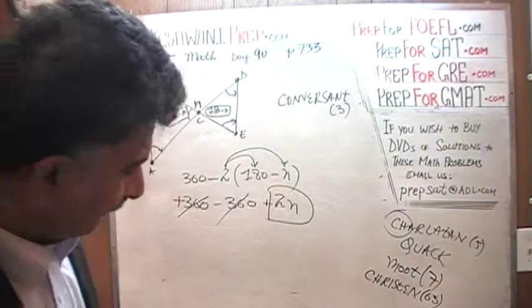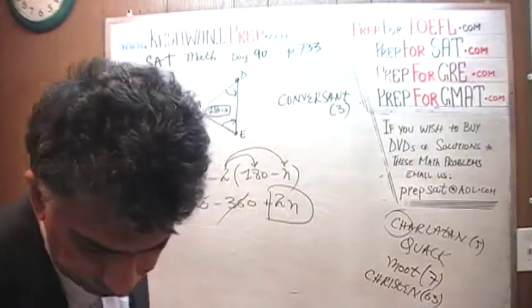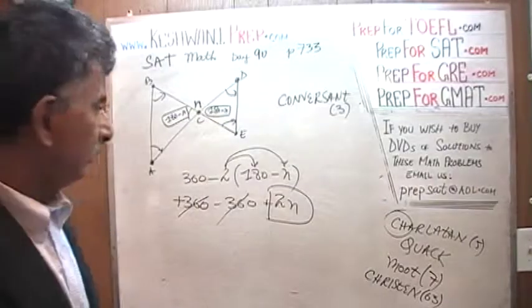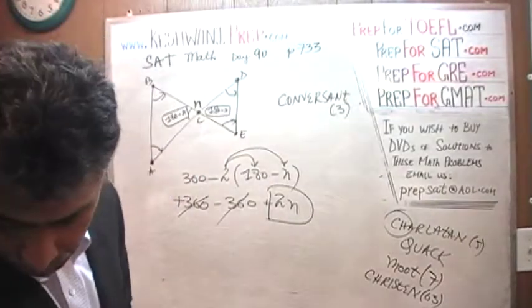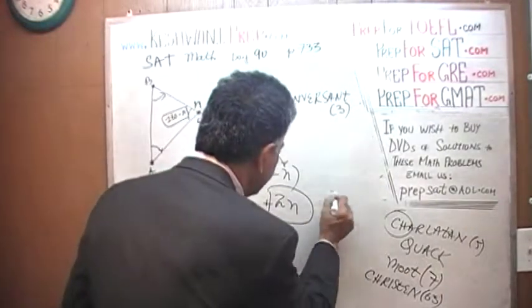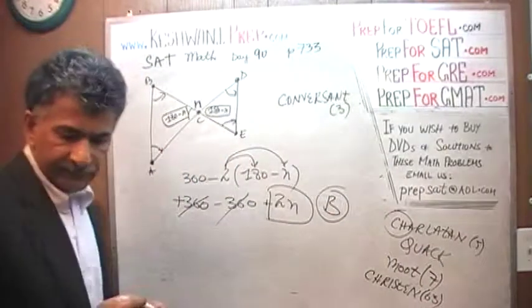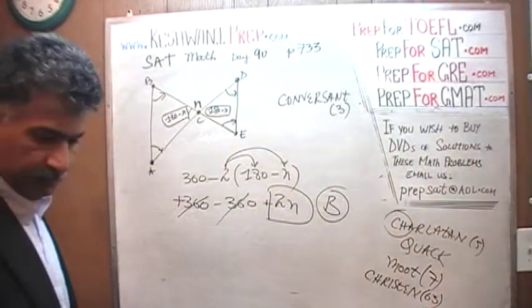It was a tricky one, wasn't it? The answer is 2 times n, which is answer choice B. That's it. We finished this exam, day number 90.